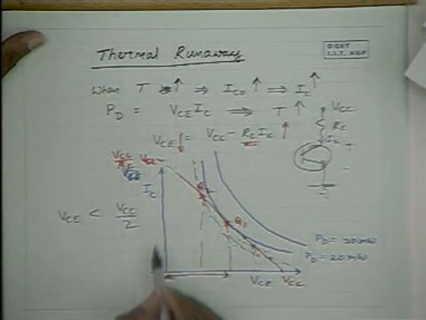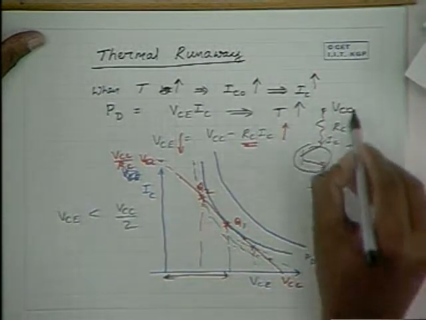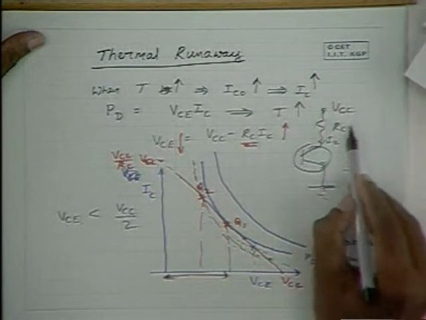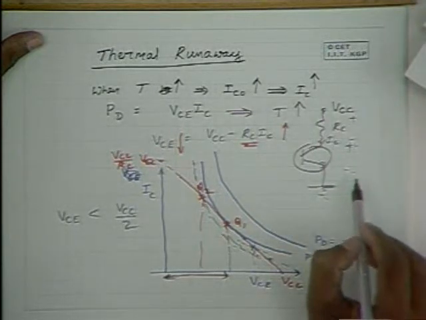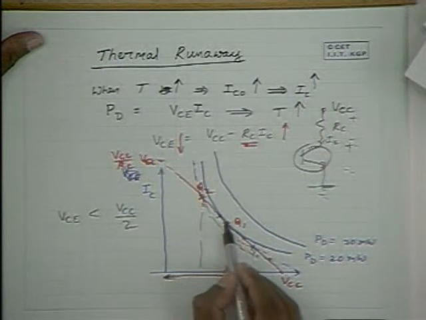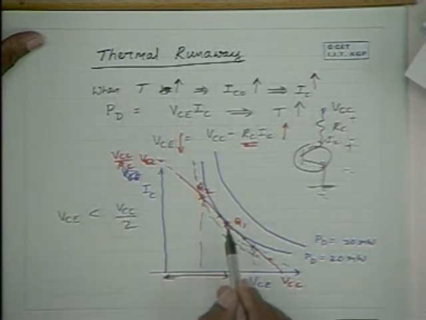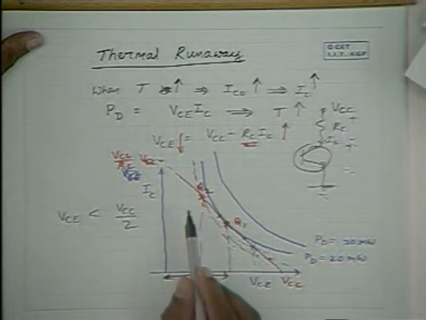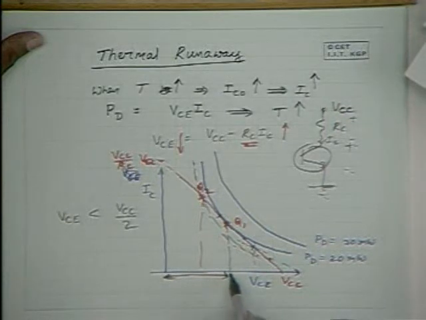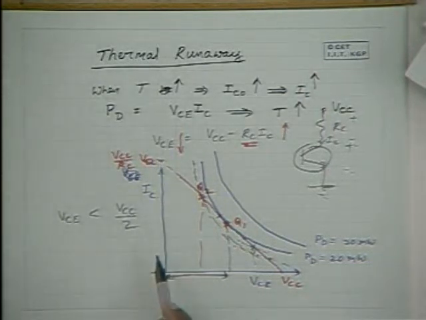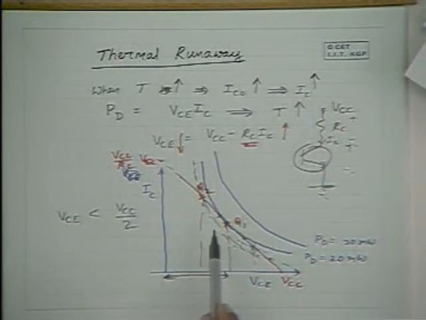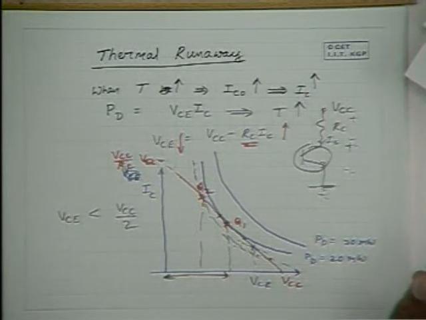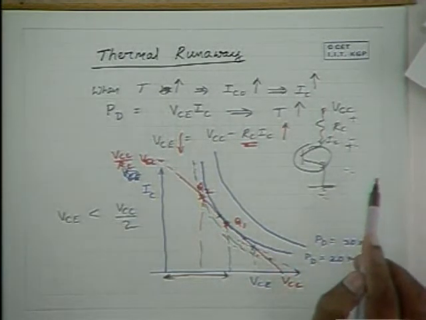So the selection of the Q point should be done such that this voltage VCE is less than half of VCC. That means we want this voltage drop to be more than this voltage drop. Then we can ensure that the Q point is always either here or at the most here or on this side, this part of the curve, because of which when the temperature rises, VCE decreases and the power dissipation goes down. I repeat, if it is biased such that VCE is greater than this point, the power dissipation increases as I showed at this point. So this way, a Q point can be selected such that the thermal runaway condition is avoided. So Q point selection is important to this effect.